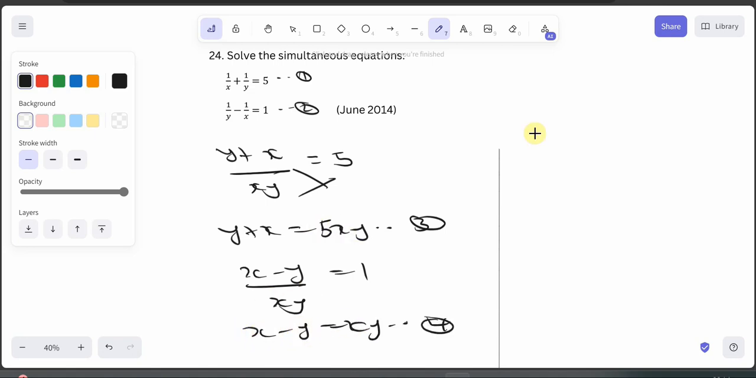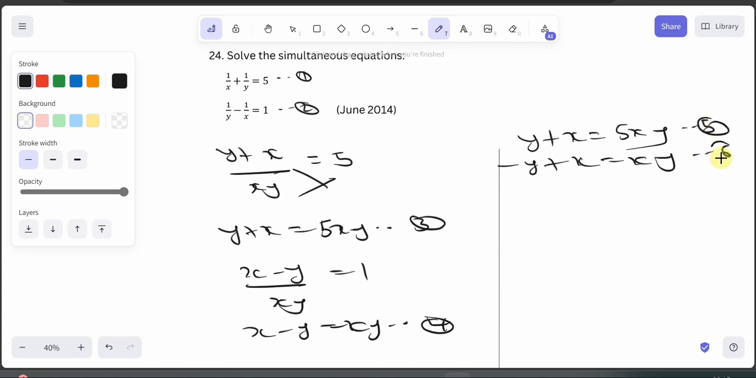We have these two equations. So we have y plus x is equal to 5xy. Let me just rearrange this one so that it will be minus y plus x is equal to xy. So these are equation 3 and 4. I just misread it, but that's fine. So now let's add equation 3 plus 4. Y plus minus y, that will go. X plus x, that will give me 2x. And then 5xy plus xy, that will give me 6xy.